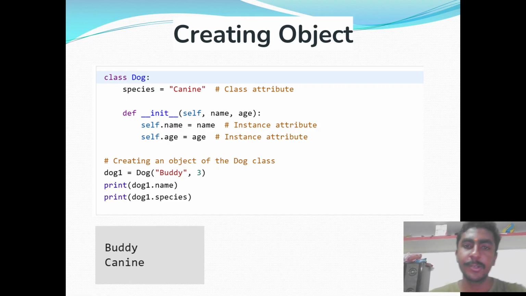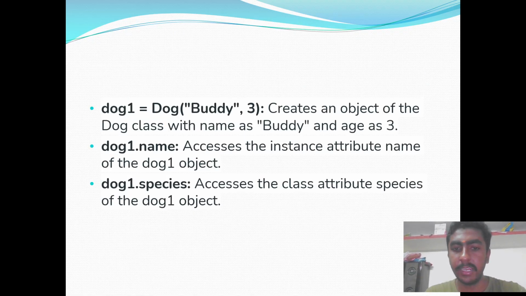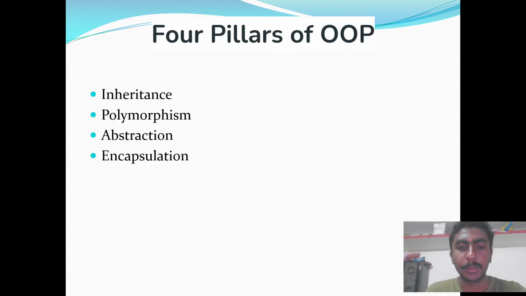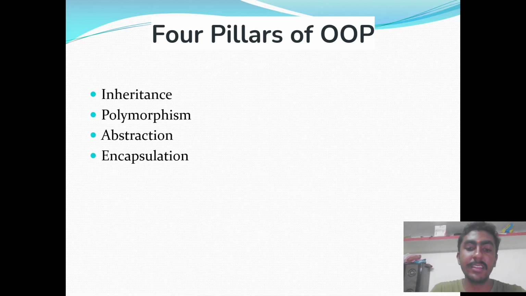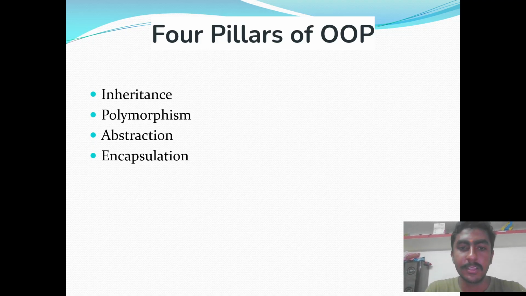Now we have understood what classes and objects are. So the next step is learning the most important concepts of object-oriented programming. These concepts are often called the four pillars of OOPS. If someone asks what makes object-oriented programming different, these are the concepts you should remember. So let's understand them one by one.